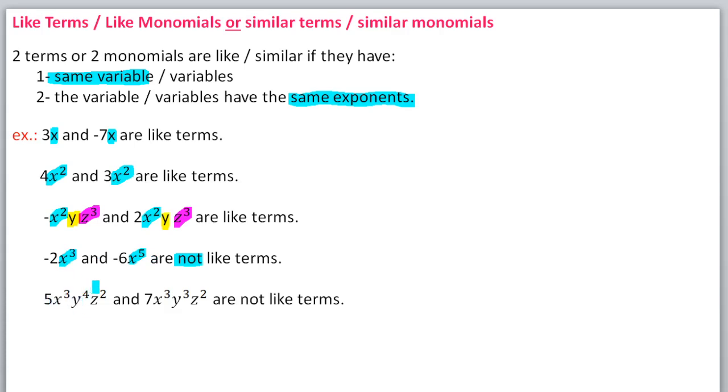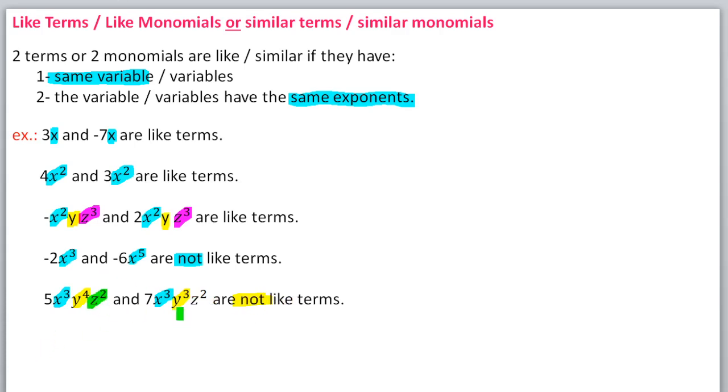5x cubed, y power 4 z squared, 7. X cubed, we have the same x cubed. Okay, y power 4, we have y cube here. So look, they are different. So they are not like terms. See how? They are not like terms. Z square, yes, it's the same.